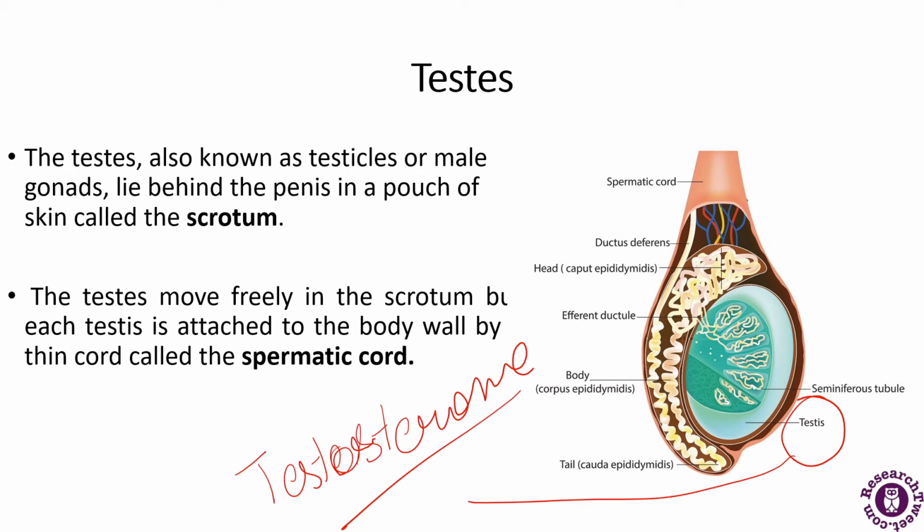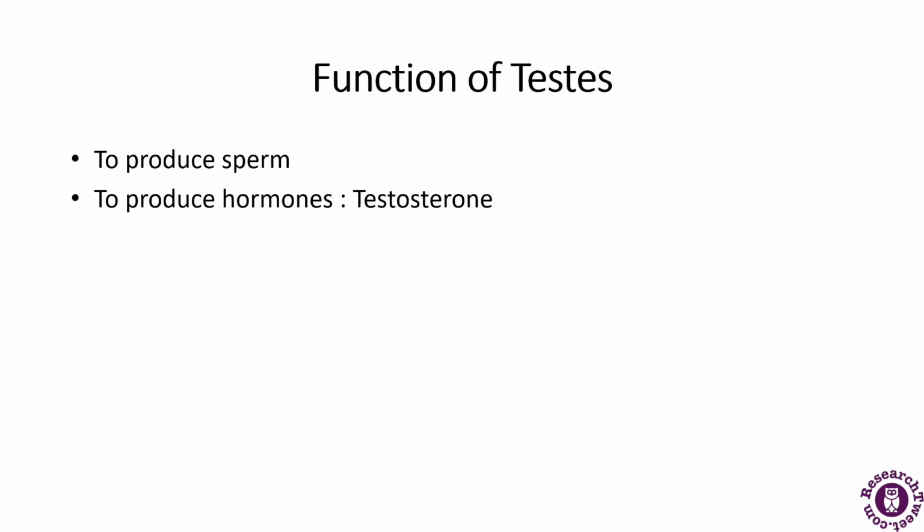So what do testes do? The testes have two functions to perform. What are those two functions? First of all, the testes produce the sperms, and the second is that the testes produce the hormone known as testosterone.